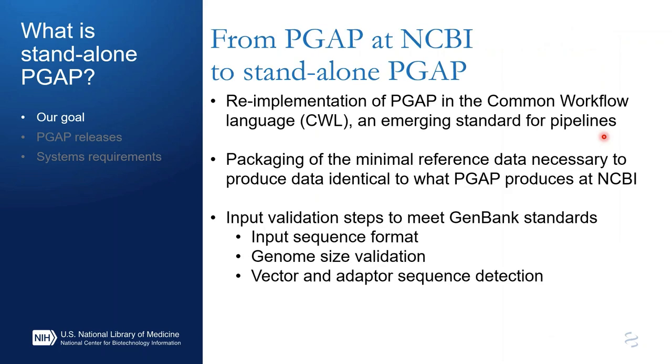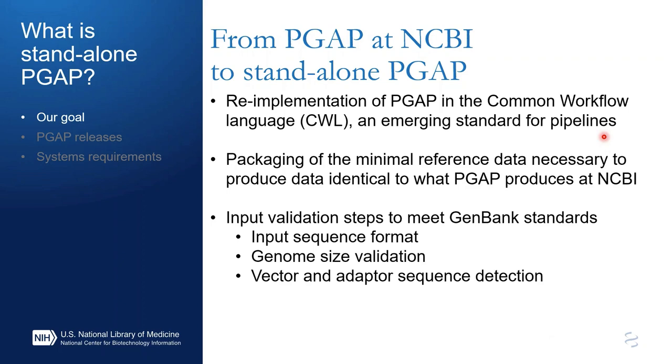to install. So in order to do this, we re-implemented PGAP as we have it at NCBI in the Common Workflow Language, or CWL, which is an emerging standard for pipelines. So we converted it from essentially an internal pipeline language into CWL. We went through all the reference data set that is necessary to produce data identical to what PGAP would produce at NCBI, and repackaged the minimal set of reference data necessary. And we added some validation of inputs in order for the results to meet GenBank standards.